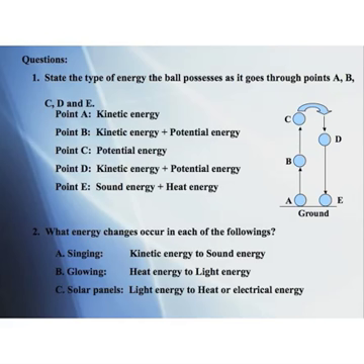Question number 2. What energy changes occur in each of the following? You will realize that singing consists of kinetic energy in the vocal cords being changed to sound energy. Glowing consists of heat energy being converted to light energy. Solar panels take in light energy and convert it into heat and electrical energies.